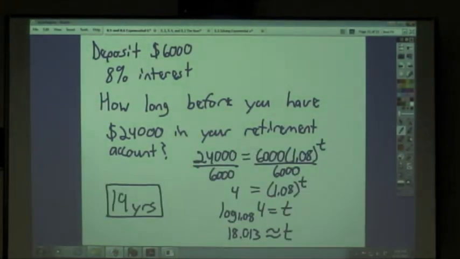All right, so here's your solution. You solve this much like those equations we were talking about earlier in class. Make sure you realize, though, the time is 18.013 when you find that solution for t for that exponent.